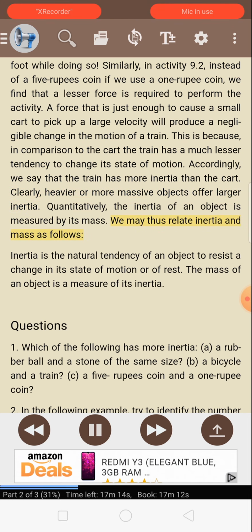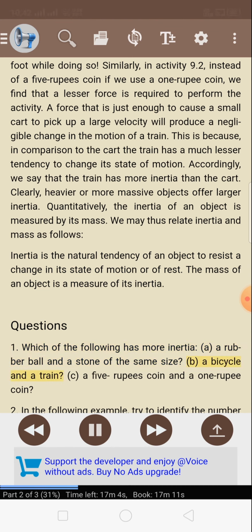We may thus relate inertia and mass as follows. Inertia is the natural tendency of an object to resist a change in its state of motion or of rest. The mass of an object is a measure of its inertia. Questions. 1. Which of the following has more inertia? A. A rubber ball and a stone of the same size. B. A bicycle and a train. C.